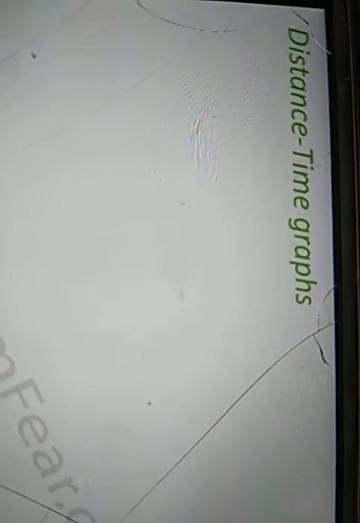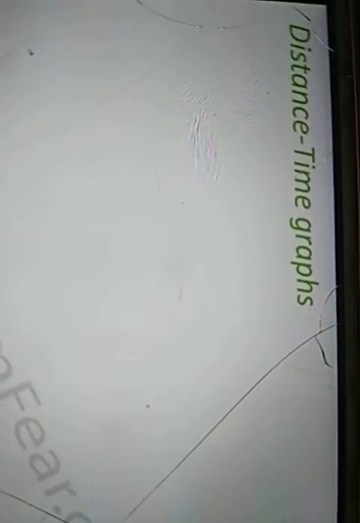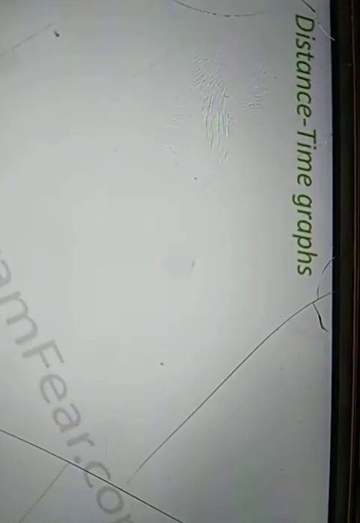I hope the concept which we understood in the previous video has been clear to you. And now we are going to study the distance time graph. I hope you have a good idea of graphs. So let us now discuss the distance time graph because these are going to give us a lot of information about motion of various objects.